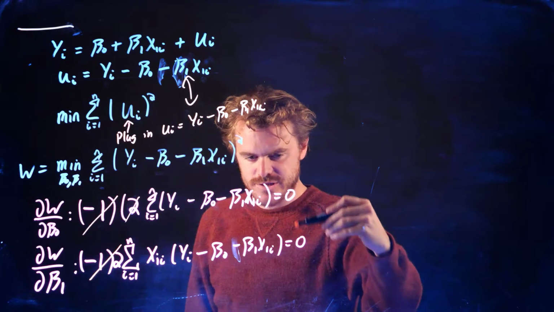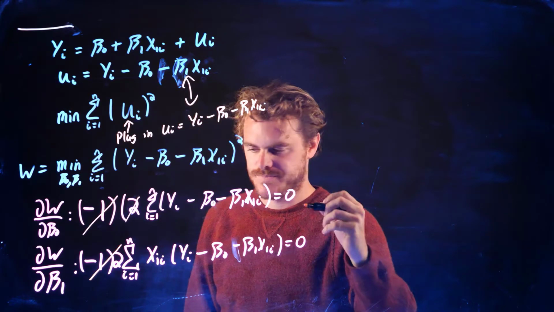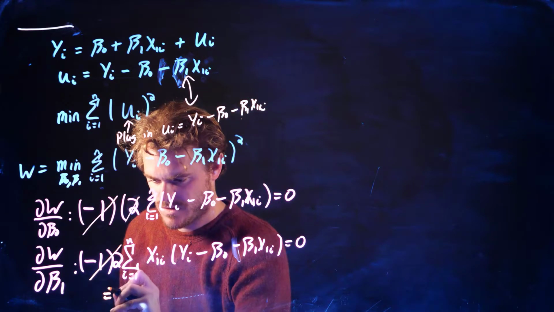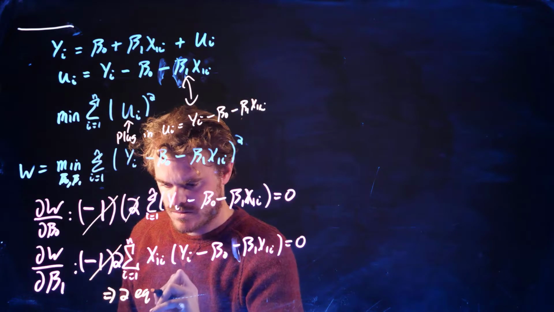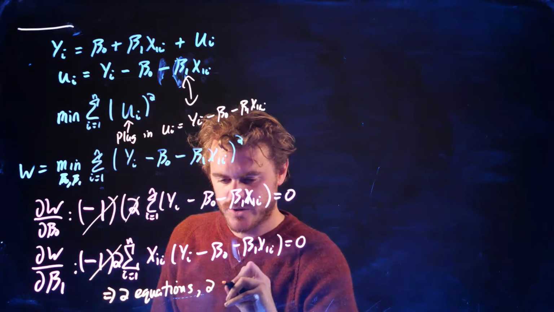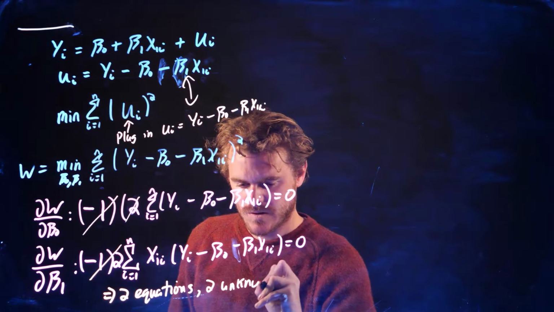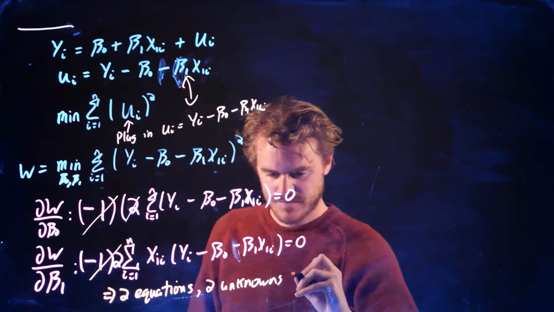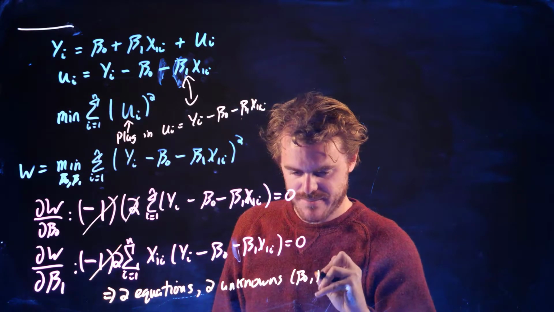So now we have two equations here and two unknowns, with beta 0 and beta 1.